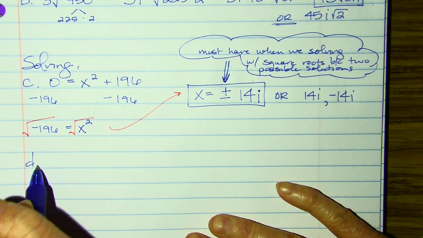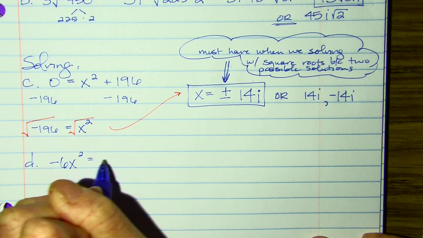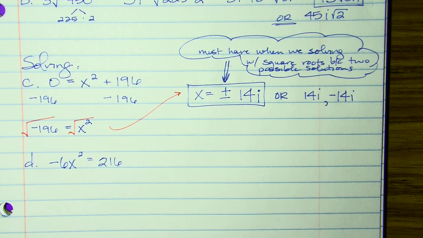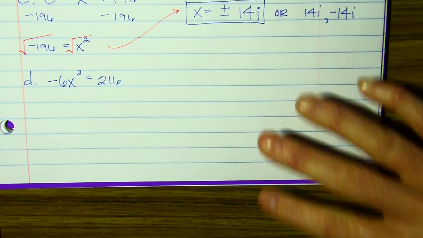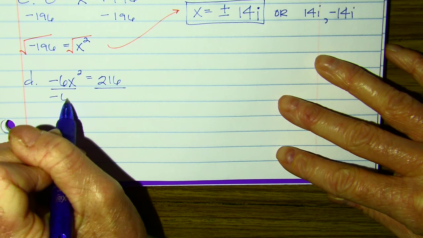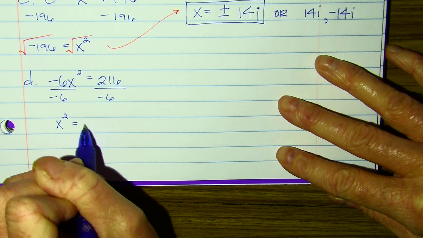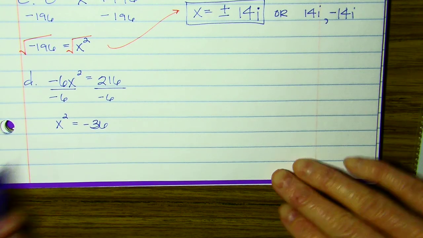Part D, they'd like us to solve negative 6x squared equals 216. I'm going to bring that down. So the first thing I'm going to do here is divide both sides by negative 6. And I got x squared equals negative 36.